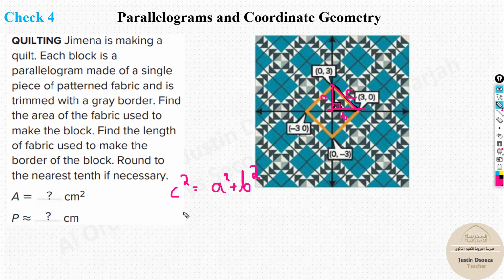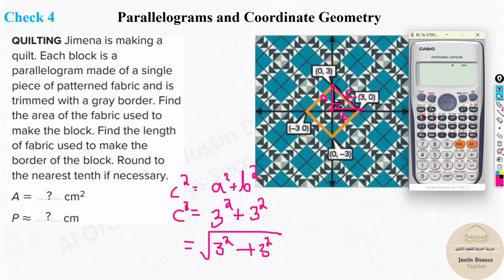Now we don't know the C square value. Let's keep it: C square equals, what is A? You know, 0 to 3. This is 1, 2, 3, square, plus, now this one over here, B is what again? 3 square. Take the square root of this: square root of 3 square plus 3 square. This will give you one of the sides. Let's use the calculator. Square root of 3 square multiplied by 2, okay, this is the answer.